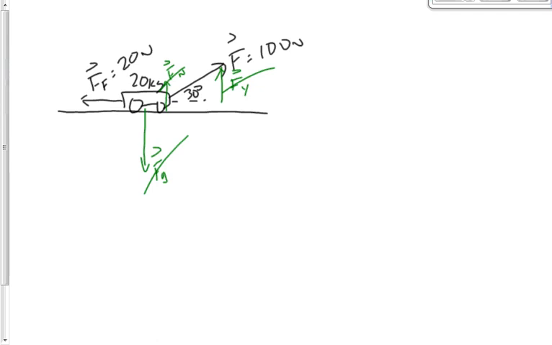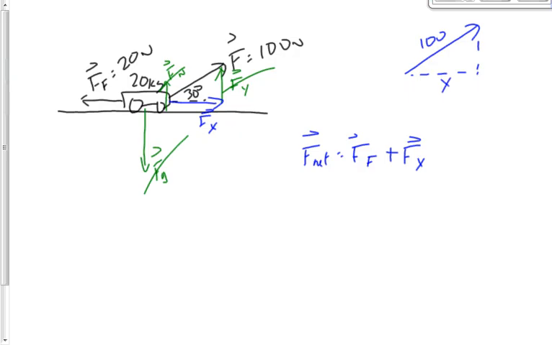Okay. So what do we got left? Well, we got two forces because all the y components cancel. We're going to say the net force is equal to the sum of the forces. That's FF plus Fx. But we got to get Fx, right? We can do that. Fx would end up being equal to 86.6. So we're going to say 20 times A would be equal to negative 20 plus 86.6 newtons.